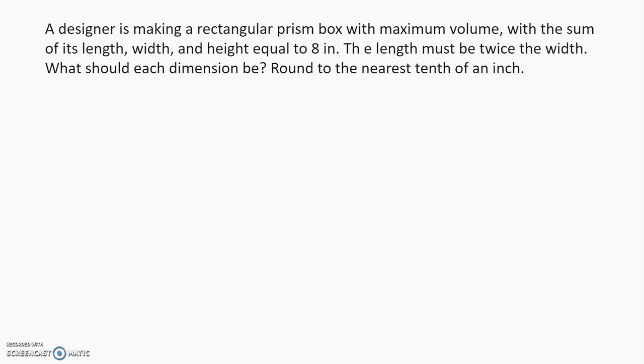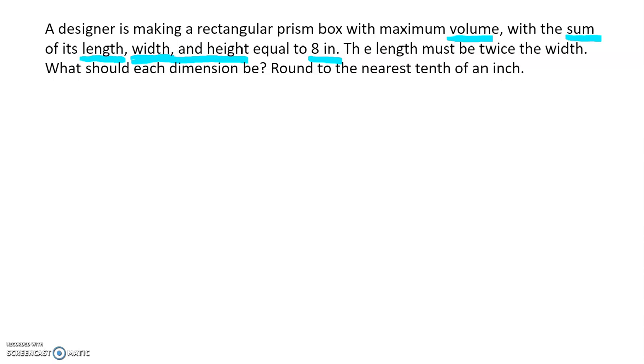Okay, so this is a question I've been asked to solve, which is a worded problem involving polynomials and a maxima. So first of all, before you solve something like this, you need to identify your important information and establish some equations. So my important information is that I'm working with volume. I have a sum of its length, width and height equaling 8. And that's actually all I need.